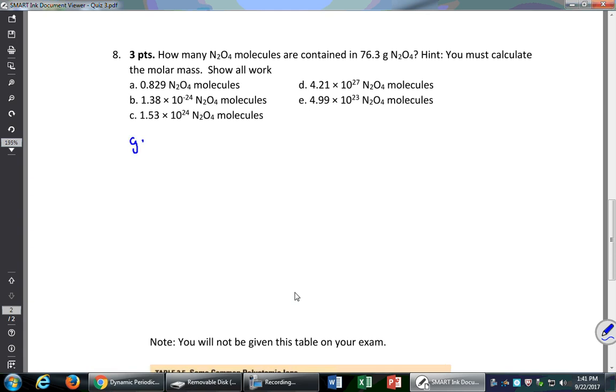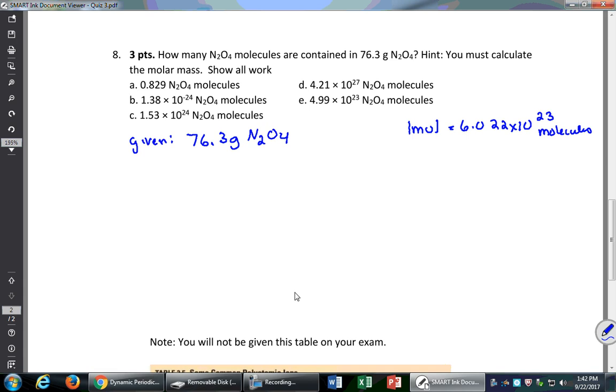So we're given 2 things. We're given our mass of our sample, and we're given our formula. And with our formula, we can calculate our molar mass, so we can get a relationship. We also know, of course, that 1 mole equals 6.022 times 10 to the 23rd. In this case, the things are molecules. Earlier it was atoms.